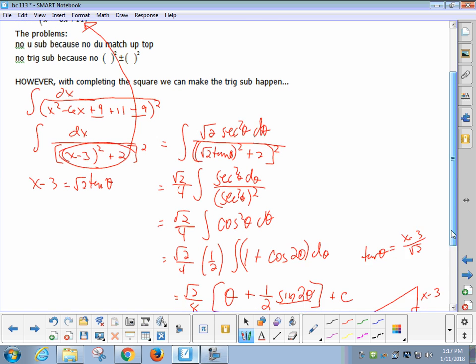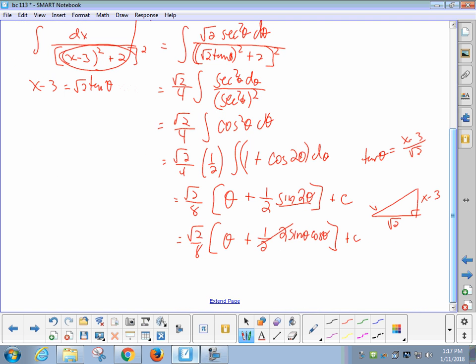Okay? So x squared minus 6x plus 11. I forgot what it was, is that what it was? Yes, okay. Alrighty then, let's substitute. And then spike our pencils. What's theta? The inverse tangent of x minus 3 over root 2 plus, what's sine of theta?